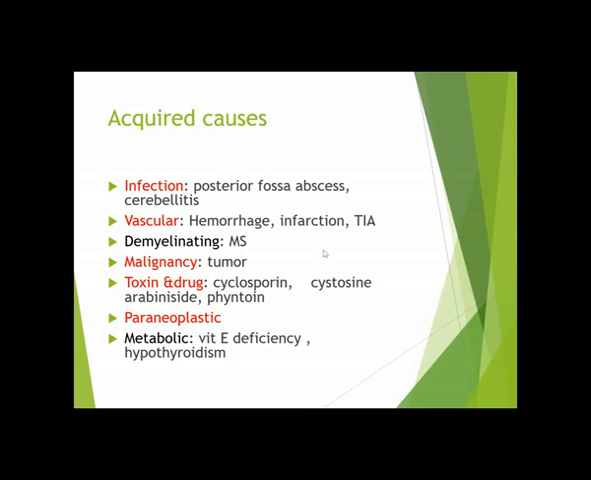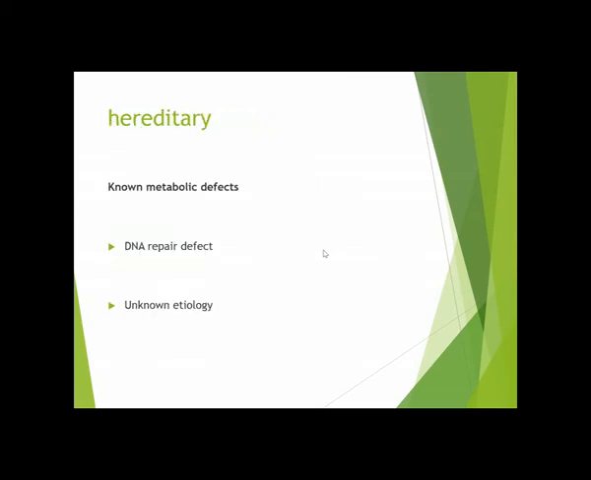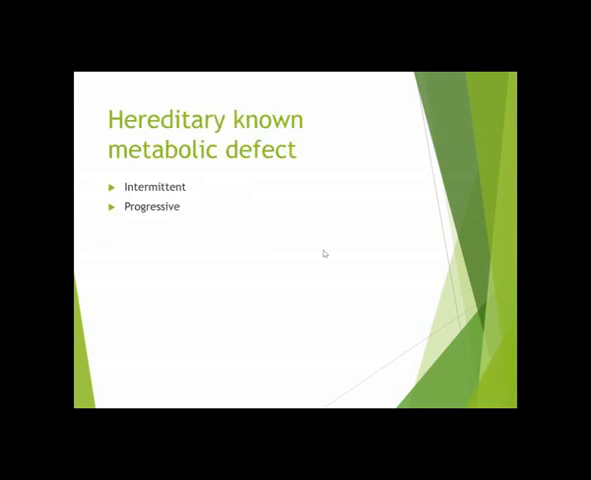In hereditary causes, ataxia is a prominent feature, and causes of intermittent ataxia include hyperammonemia. These are metabolic disorders, basically amino acidurias and disorders of pyruvate and lactate. And in progressive disorders, we have abetalipoproteinemia.